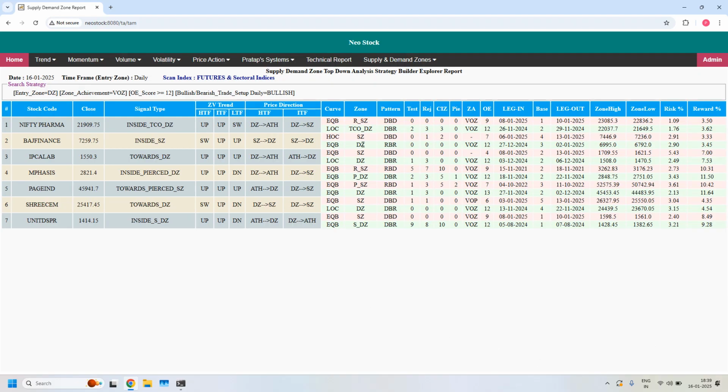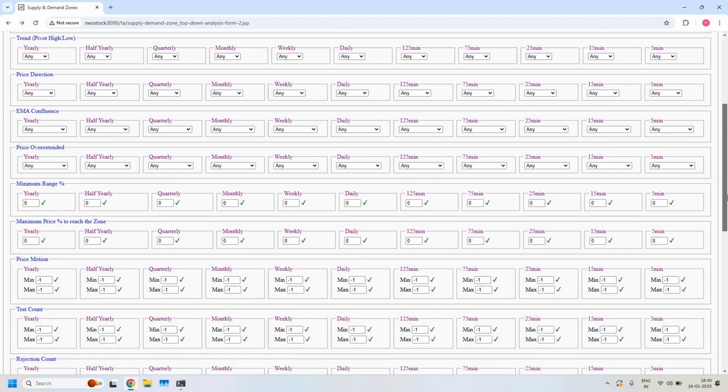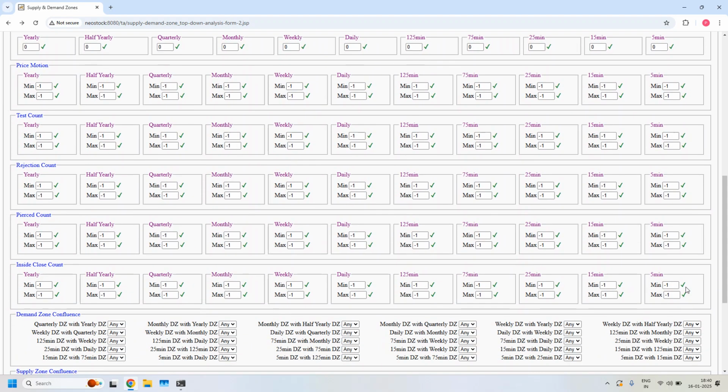Out of these 7 daily demand zones, some are already high probability based on high liquidity zones. But we can add even more high probability based on zone confluence. Let us filter the stocks based on high probability zone confluence. We have to use 2 filters. First filter is LTF and ITF demand zone confluence, that is a daily and weekly demand zone confluence. I am enabling the filter.